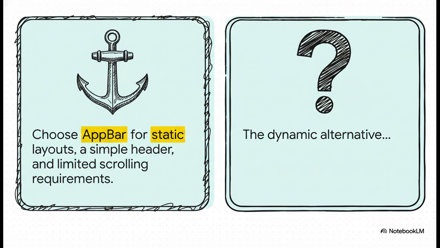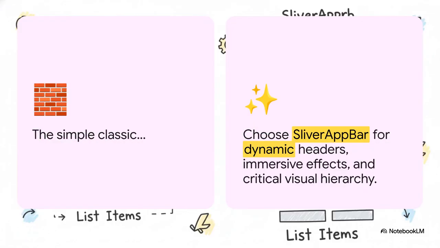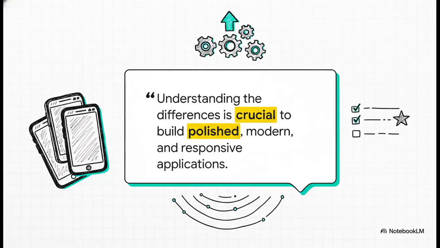It just works. And on the flip side, you should choose the sliver app bar path when you really want to create a more dynamic, modern experience. If you need a header that actually reacts to scrolling, if you want those super cool collapsing effects, and if a sophisticated visual hierarchy and smooth interaction are critical to your app's feel, then the sliver app bar is your champion, hands down.